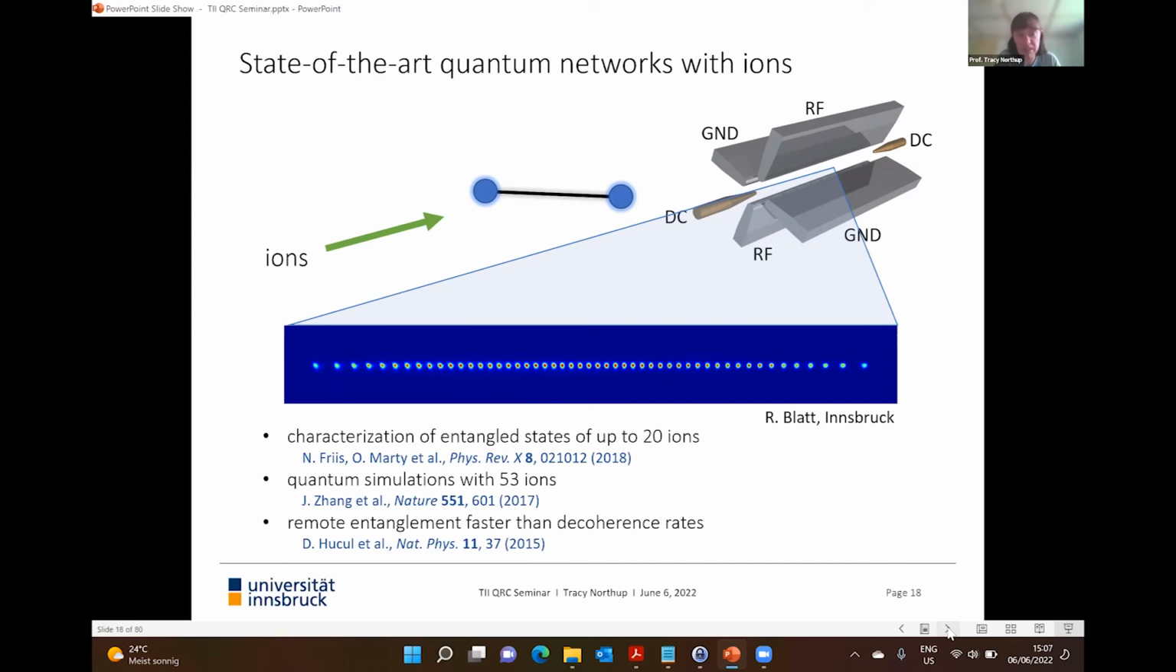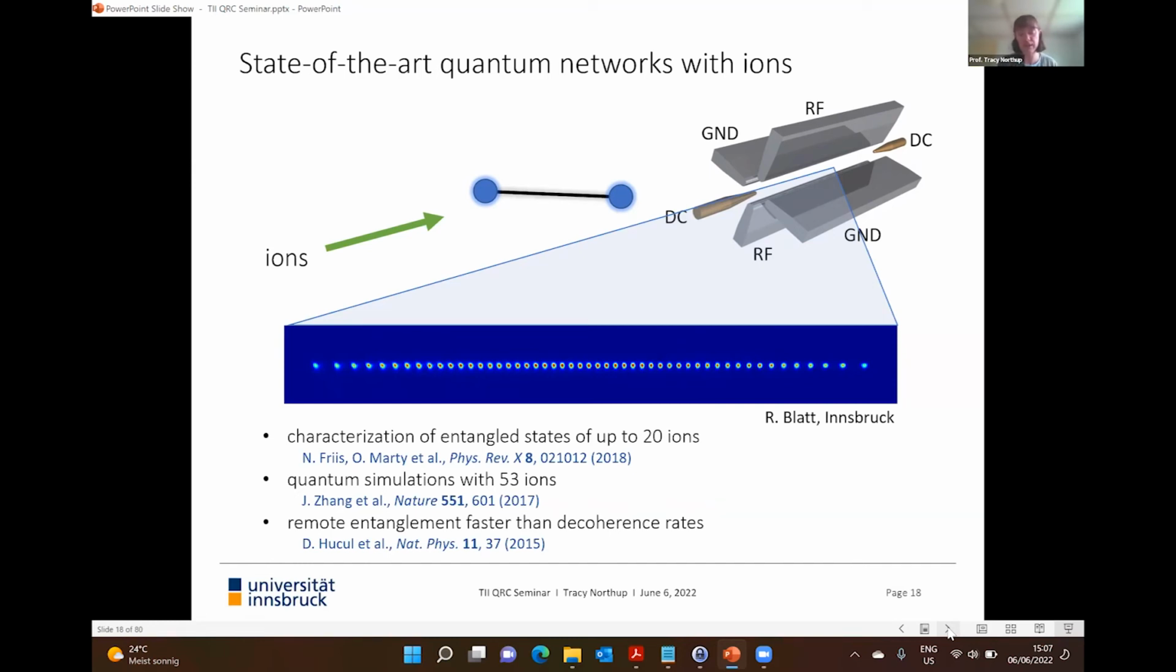I'm showing you some state-of-the-art numbers. For example, if you want to be able to individually address and manipulate ions, people have been doing things like characterizing entangled states of up to 20 ions. If you don't need to individually address each one, but you're more interested in creating global entanglement across that whole space, for example for quantum simulation, this is an example of a paper from Chris Monroe's group, the second example, with about 53 ions. And then another wonderful thing about ions is that they have very long coherence times.